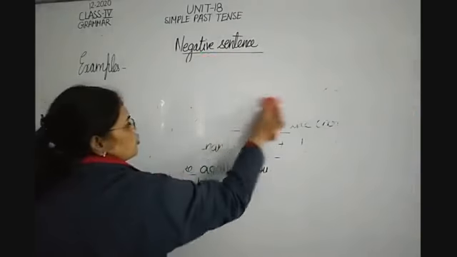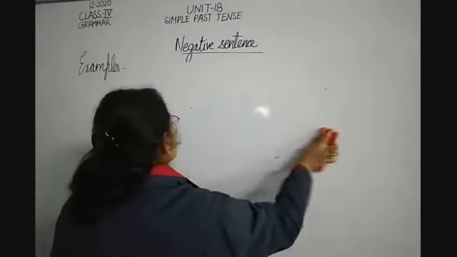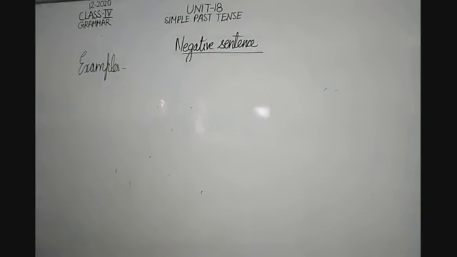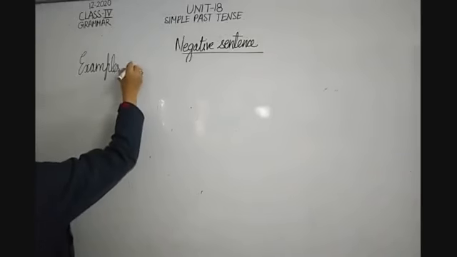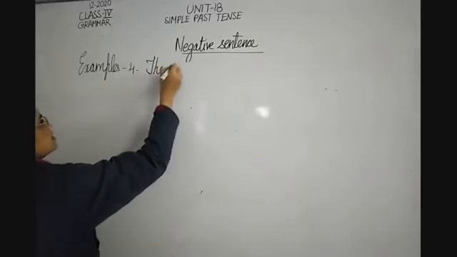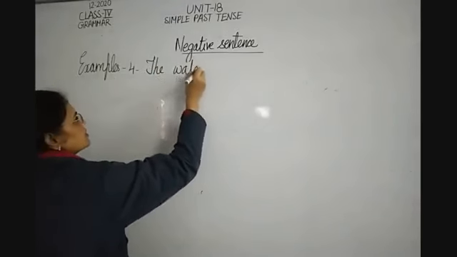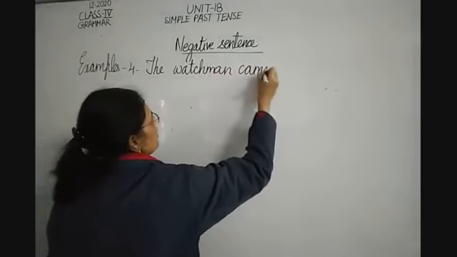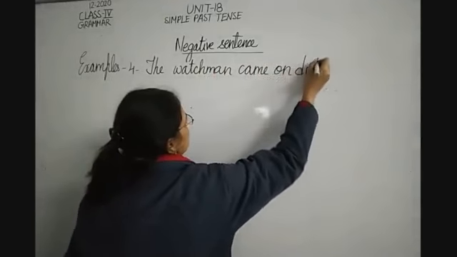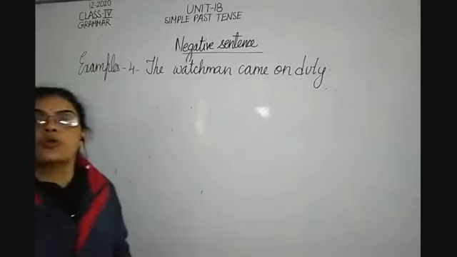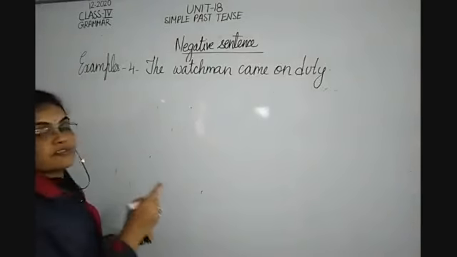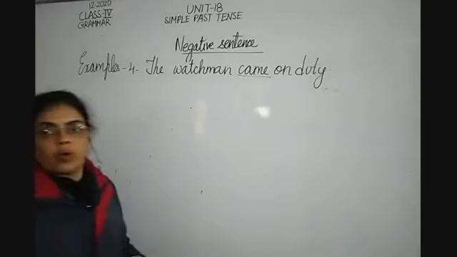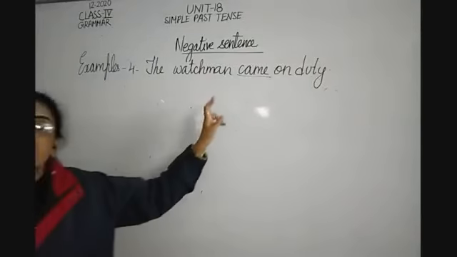If you know this, you easily frame the negative sentence. Now, the fourth sentence is, the watchman came on duty. So, what are you supposed to do first? You are supposed to identify and underline the verb. तो verb क्या है? Verb is came. Now, the verb came is in the past form.